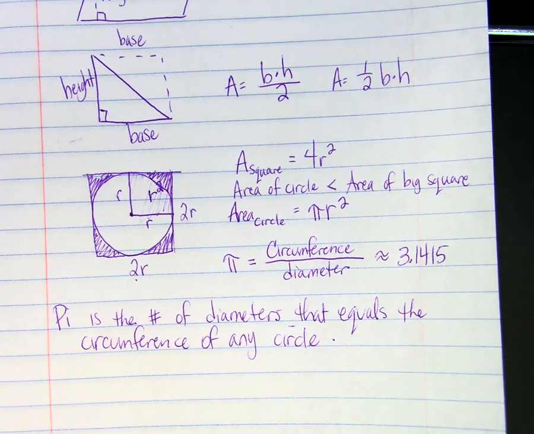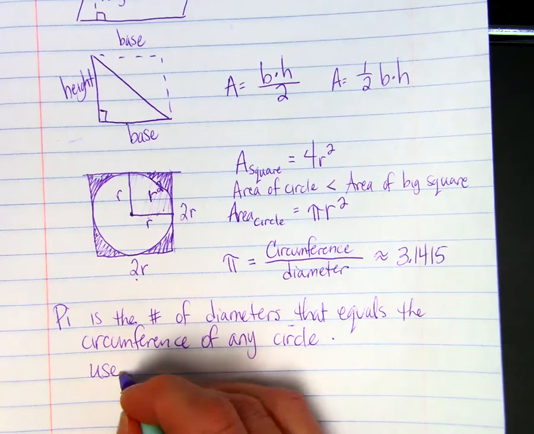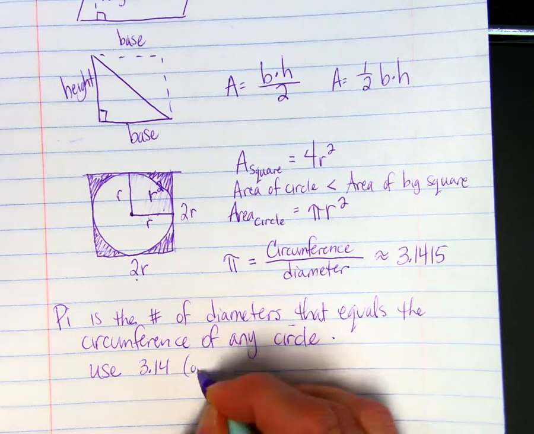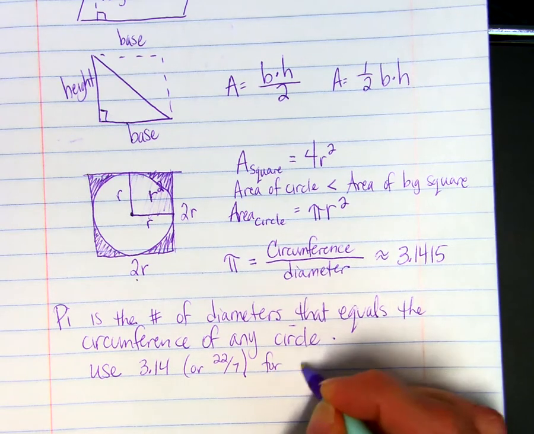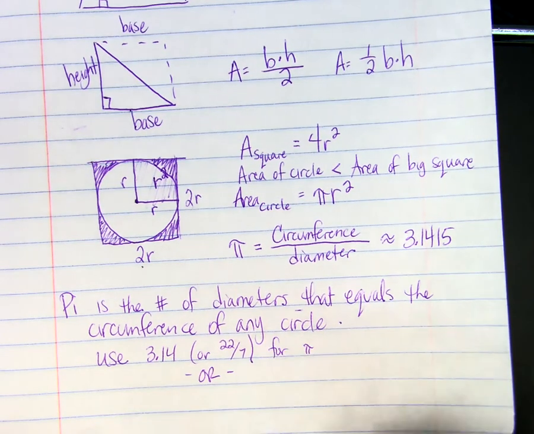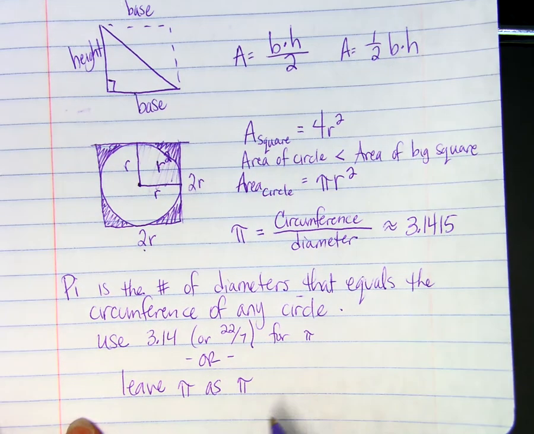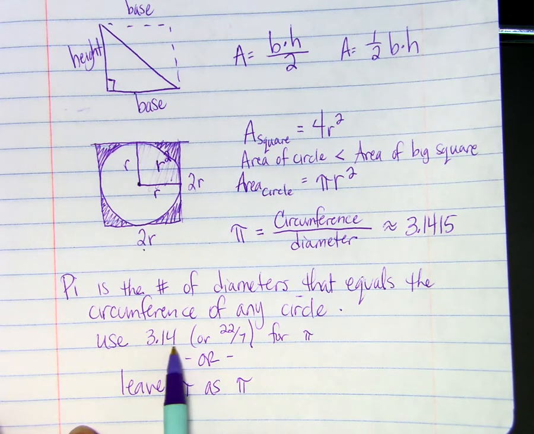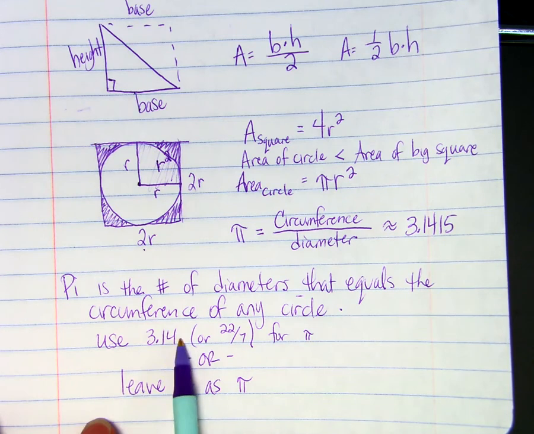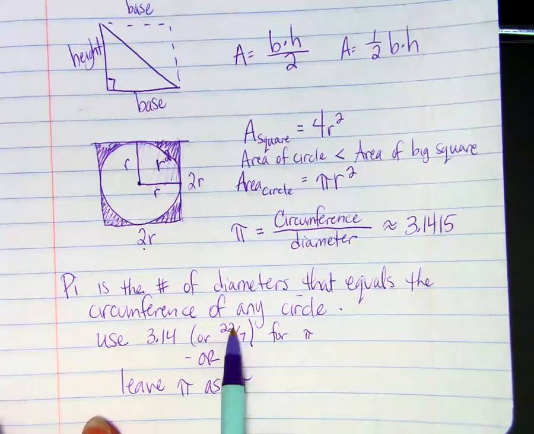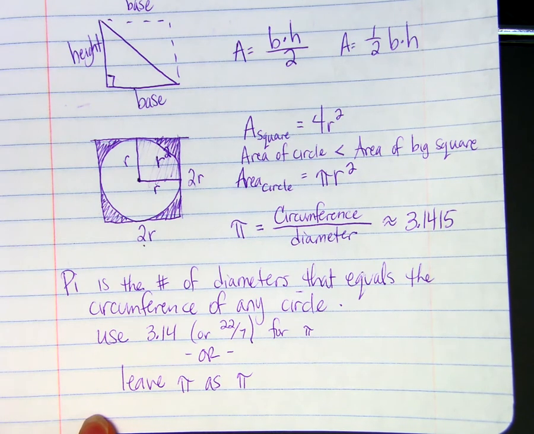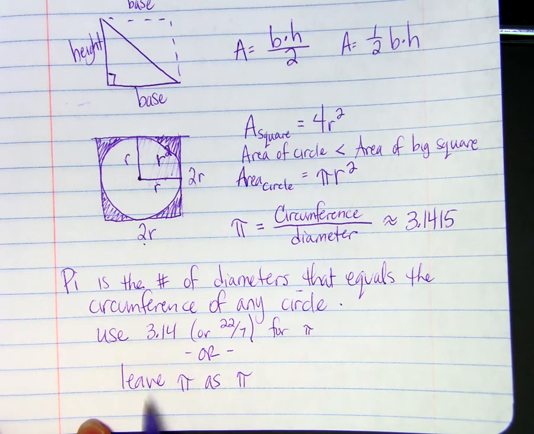Now you might use 3.14 or 22/7 for pi, or you might leave pi as pi. If you're using 3.14 or 22/7, you will not put pi in your answer because you're using those in place of pi. If you're leaving pi as pi, then you will have pi in your answer and you won't be multiplying, you'll just have the radius squared.